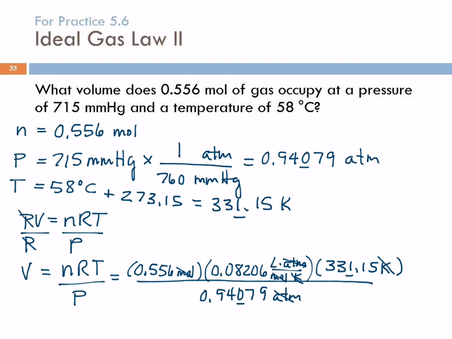Okay, so now we can do our calculation. 0.556 times 0.08206 times 331.15 divided by 0.94079. This is my final answer, and so I can round it. I should have 3 significant figures. I'm going to get 16.1 liters. Any questions?